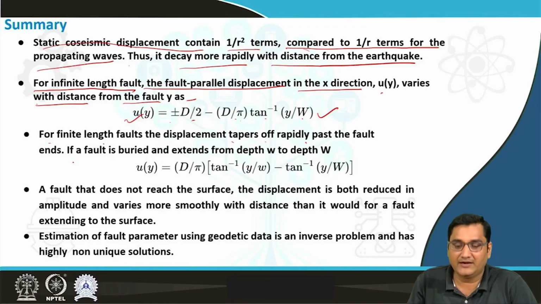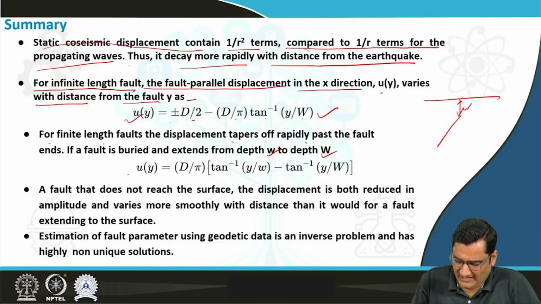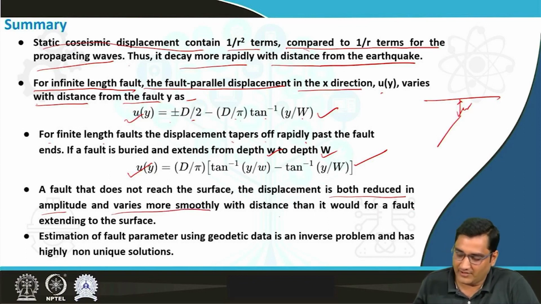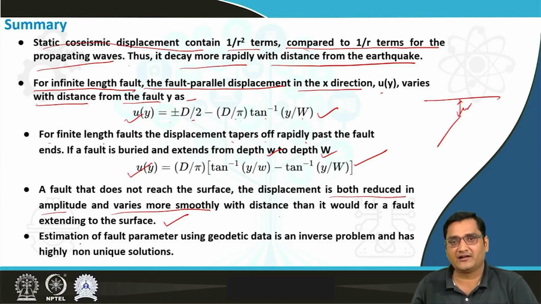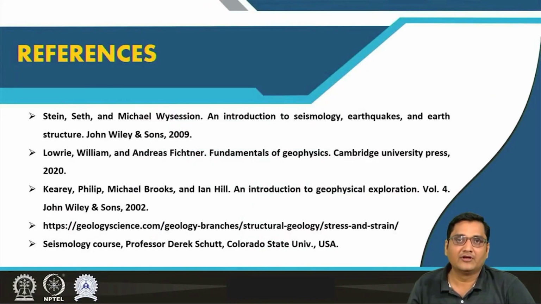If a fault is buried and extends from depth small w to depth w, so we were talking about the buried fault with a depth of small w, then the displacement can be given by this expression. For a fault that does not reach the surface, the displacement is both reduced in amplitude and varies more smoothly with distance than it would for a fault extending to the surface. Estimation of fault parameters using geodetic data is an inverse problem and has highly non-unique solutions. These are the references for today's lecture.